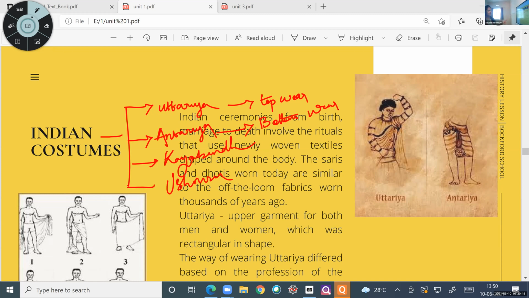So you should go through the images. You should be able to identify it as Uttariya, Antariya. Even if you don't know the definition for Uttariya and Antariya, but you know how it looks, from that you can at least write one sentence that Uttariya is an upper garment. And you know how it looks, so it is a draped garment. Then you can say that it is a type of draped garment which was used by ancient Indians. Is that possible? If you remember the image of Uttariya and Antariya, will you be able to answer the question?